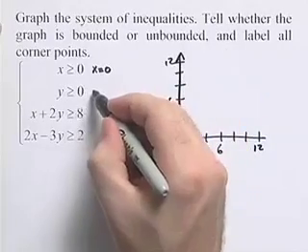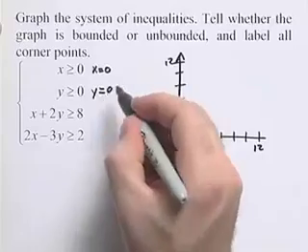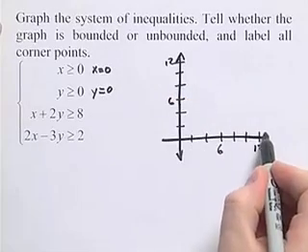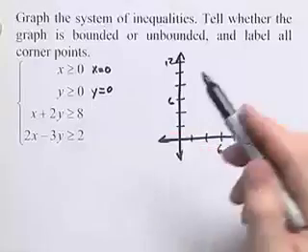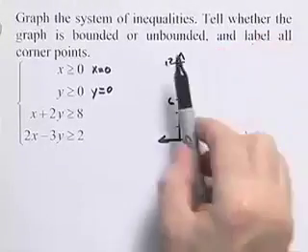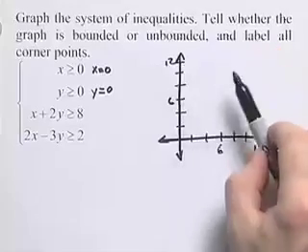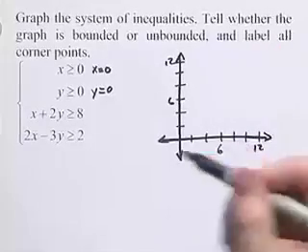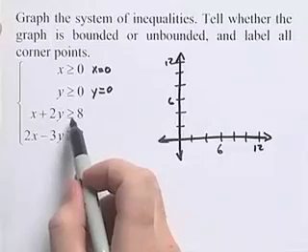Our next inequality, y greater than or equal to 0, we'll graph the line y equals 0, which is the x-axis. We want to be greater than that as well. That puts us above this line. Using these first two inequalities, we see we're focusing on quadrant 1 and the coordinate axes. We're going to move on to our next inequality.